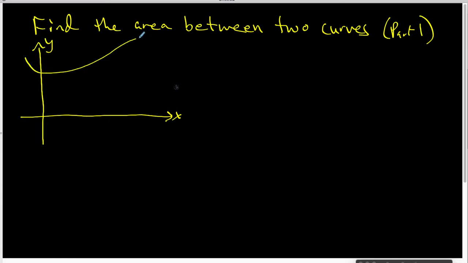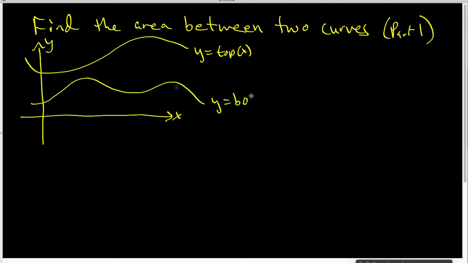And I am going to have a function up here that I'm going to call y is equal to top of x. That's going to be my top function. It's the one that is on top. My bottom function is going to look something like this, and this will be y is equal to bottom of x. And I want to have an interval from a to b.